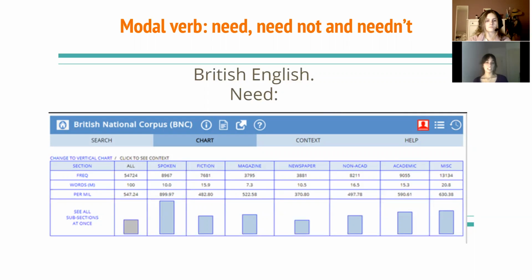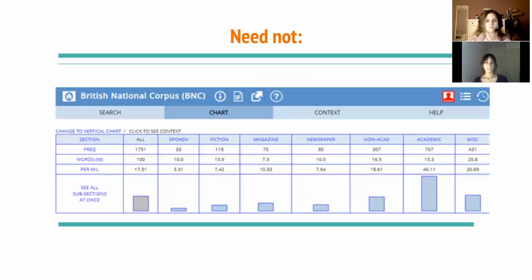So firstly, I searched the word need, and I found out that it has a frequency of 54,742 Hertz, and that it is more used in the spoken register than in the academic one. Then we have need not, and you may see here some differences with need. For example, it is rarely used in the oral register and is more used in the academic one. And I think this is due to not being an abbreviation, because abbreviations are not so formal and therefore they are not used in formal works.